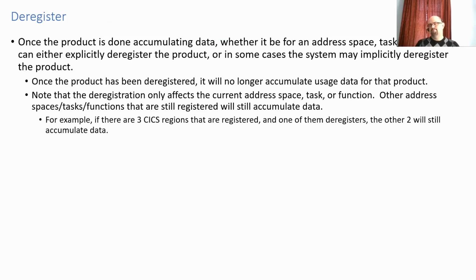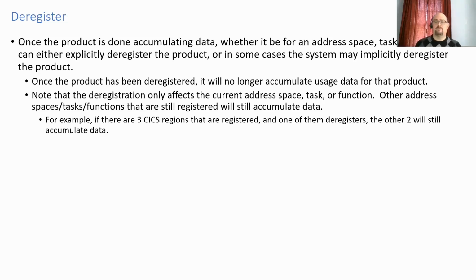Deregistration. It doesn't matter which type of registration the product did. Whenever the product is done accumulating data, the product can deregister either explicitly, or there's cases where we'll do it implicitly. And this says, I no longer want to be considered a product anymore. So we're no longer going to accumulate usage data. Note that the deregistration only affects the current scope, whether it's address space, task, or function. It doesn't affect other address spaces. They're going to continue to accumulate data.